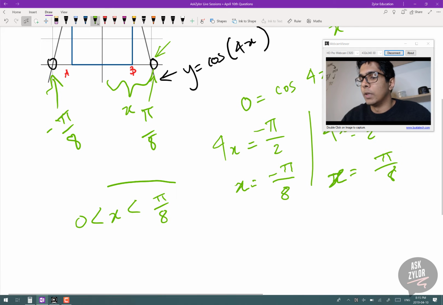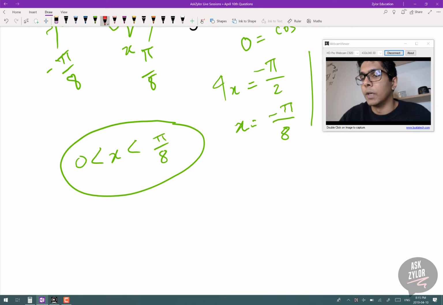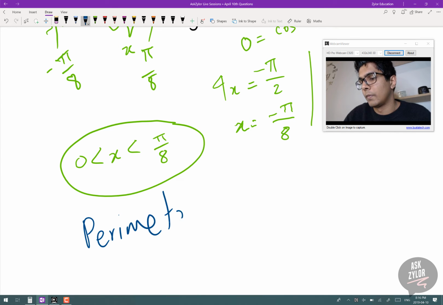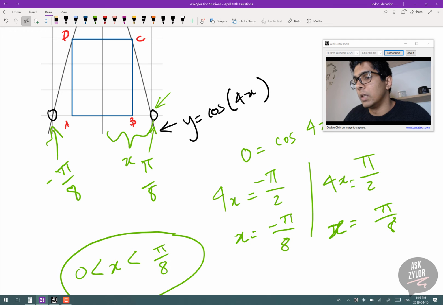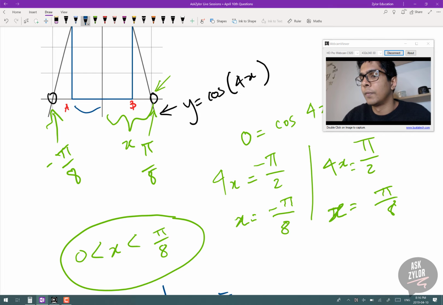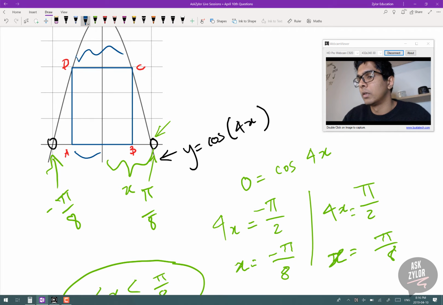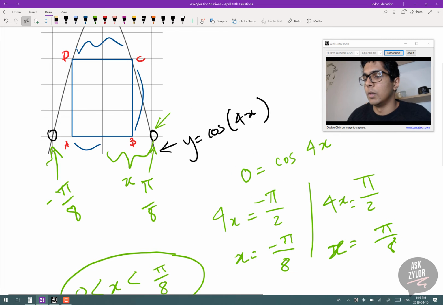So this is the domain I'm trying to use to maximize my perimeter. So let's go ahead and write my equation for my perimeter. I have AB, BC, CD, and DA. In other words, I can have two x's, which is this, and two y's. Right. So I have two x's for each of these.